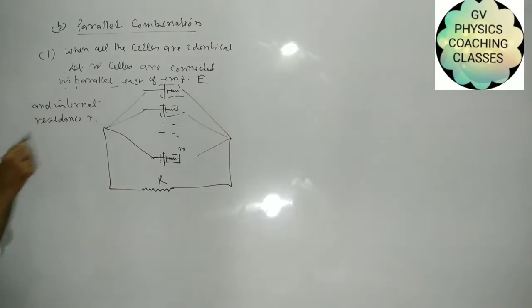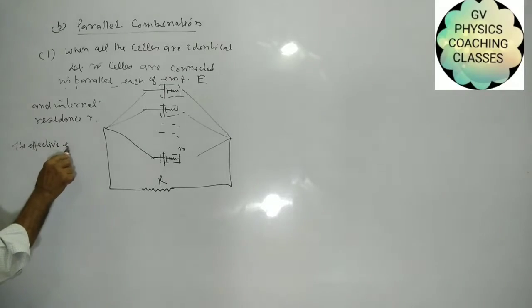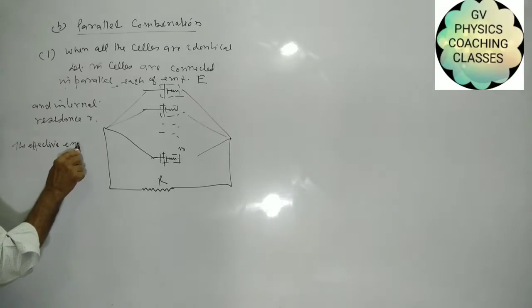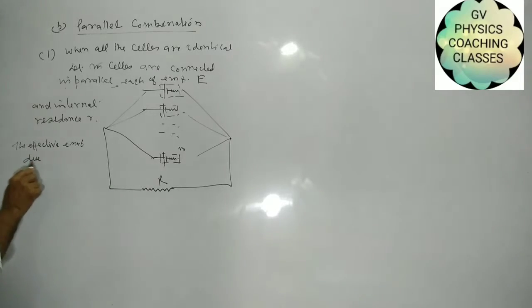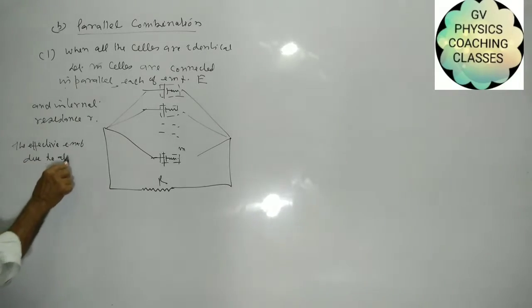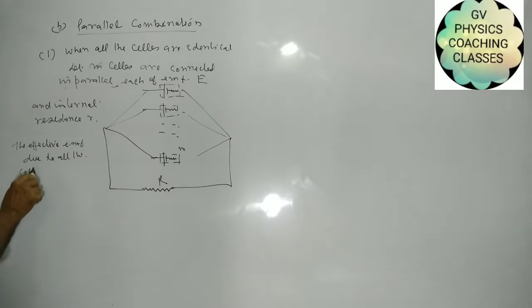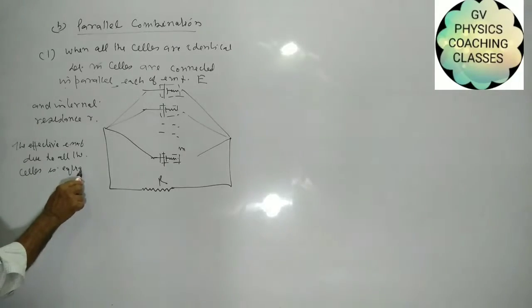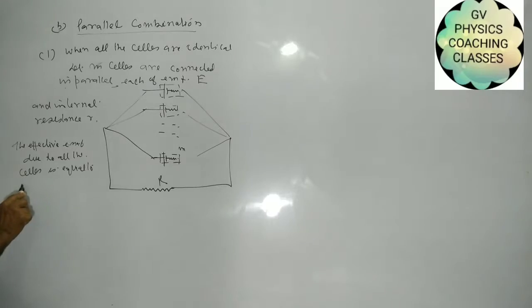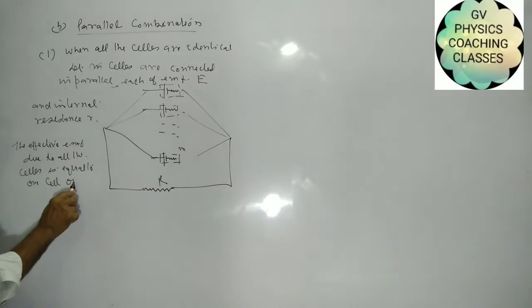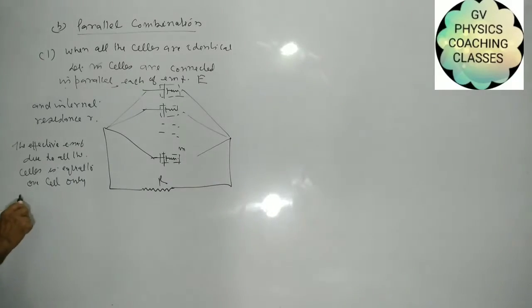The effective EMF due to all the cells is equal to that of one cell only. E effective is equal to E.